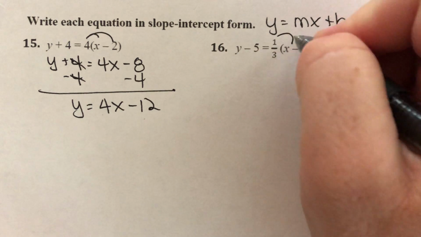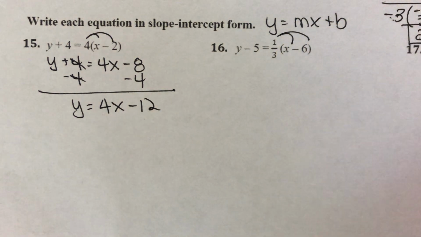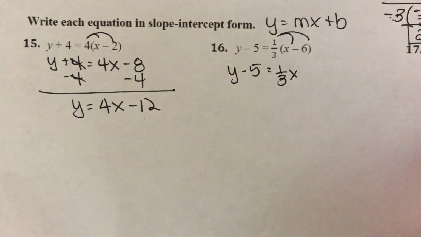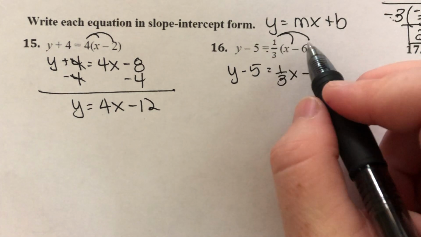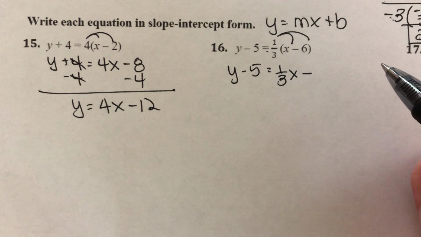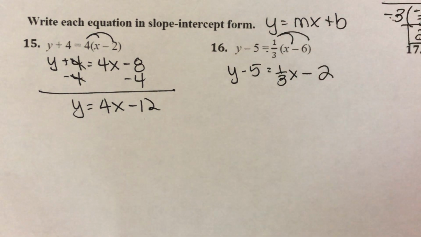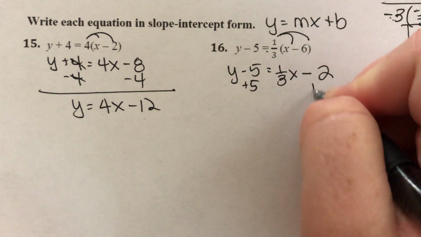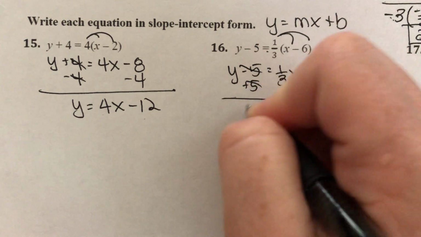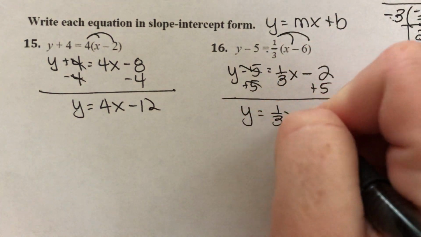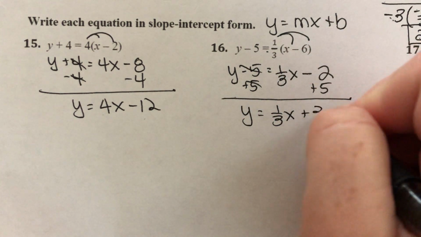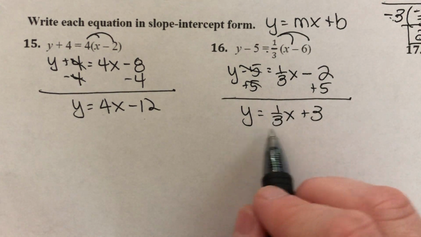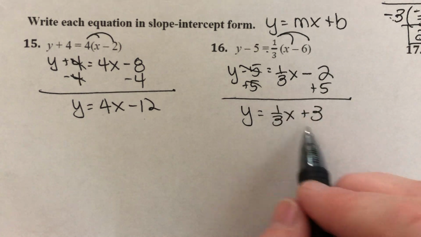Here, same thing. I have to get rid of the parentheses. So y minus 5 equals 1/3 x. Bring down my minus sign. 1/3 times 6 is 6/3. 6/3 is just 2. All right, so now I want y by itself, so I'm going to add 5, and then I'm done. Y equals 1/3 x. Negative 2 plus 5 is 3. And this is y equals mx plus b, where the slope is 1/3 and the y-intercept is 3.